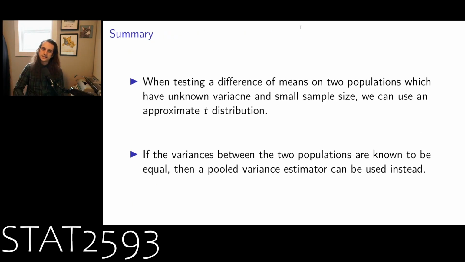So, in summary, if our sample sizes are small and we don't know our variances, we're going to rely on the t-distribution instead. The number of degrees of freedom follows a strange formula, but we can just think about it as being the lesser of n-1 and m-1. If there's a good reason to believe that the variances are going to be shared between your two independent populations, then you can estimate using the pooled variance estimator instead. Okay.